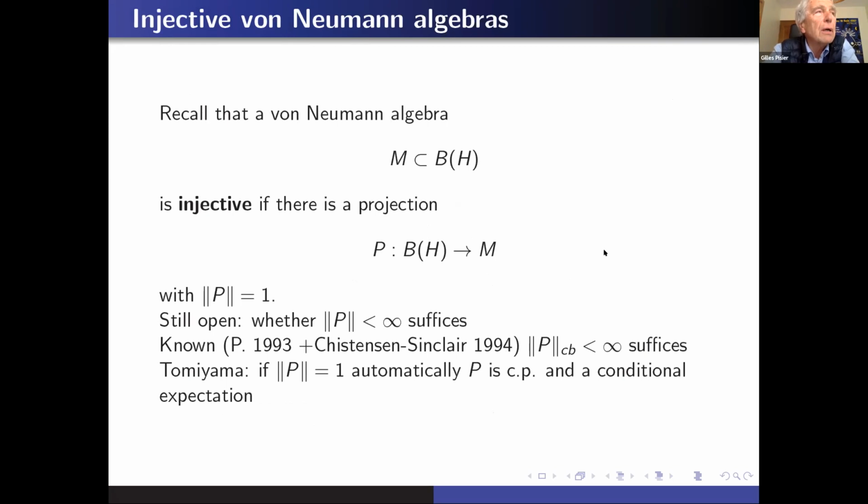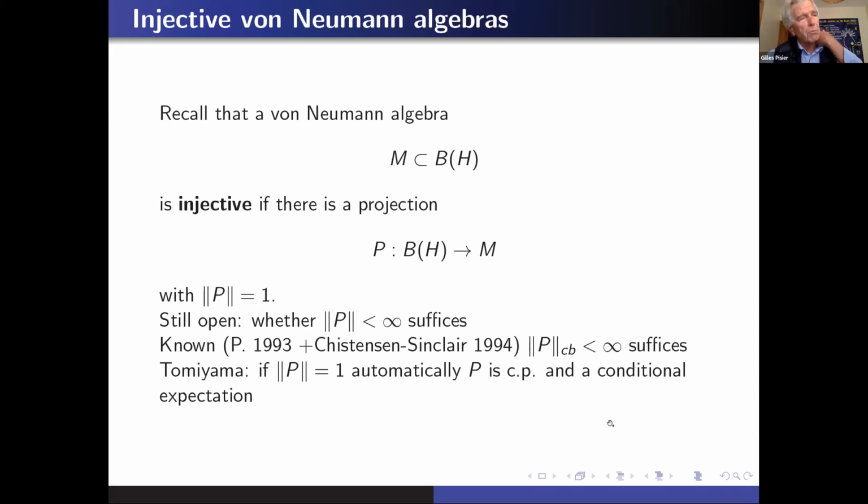So now let me move to injectivity. I'll talk a lot about a variant of the notion of injectivity, so it's wiser to quickly recall the classical facts. A von Neumann algebra is injective, as all of you know, if, when represented in B of H as a von Neumann subalgebra, there is a projection from B of H onto M of norm 1. In fact, I always like to remember this problem, on which I did some work several decades ago, but it's still open: whether just a bounded projection implies that M is injective.